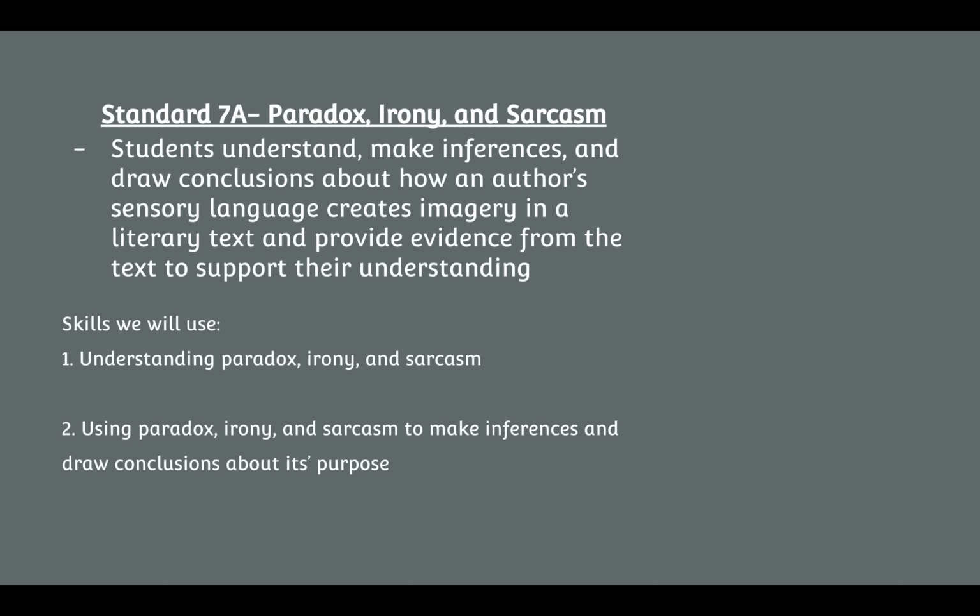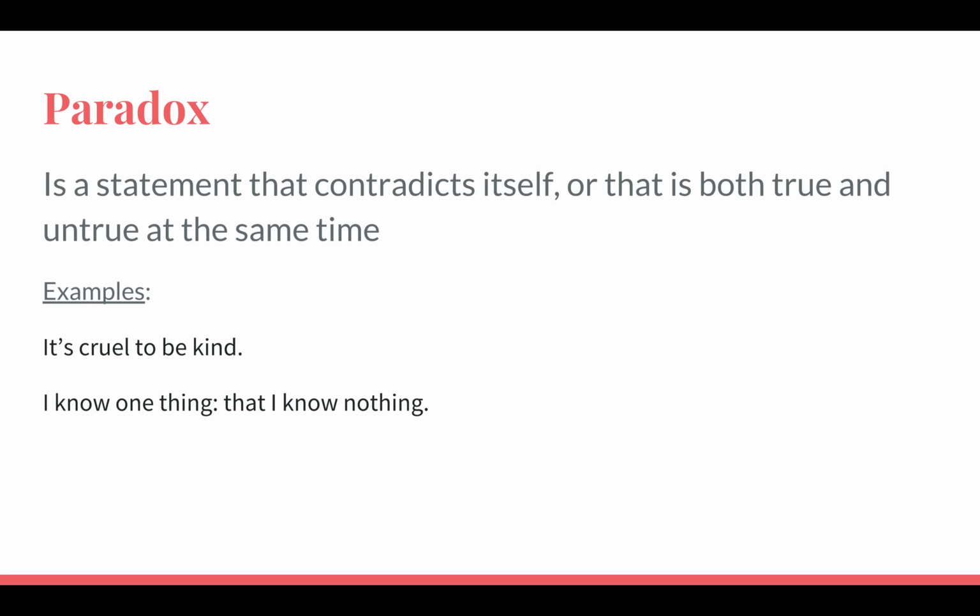All right, so Standard 7A, students are required to understand, make inferences, and draw conclusions about how an author's sensory language creates imagery in a literary text and provide evidence from the text to support their understanding. So the first skill we will use today is understanding paradox, irony, and sarcasm. And the second skill we will use is actually using paradox, irony, and sarcasm to make inferences and draw conclusions about its purpose in a text. So, in the boxes, you're going to fill in the blanks, and then you can include the examples.